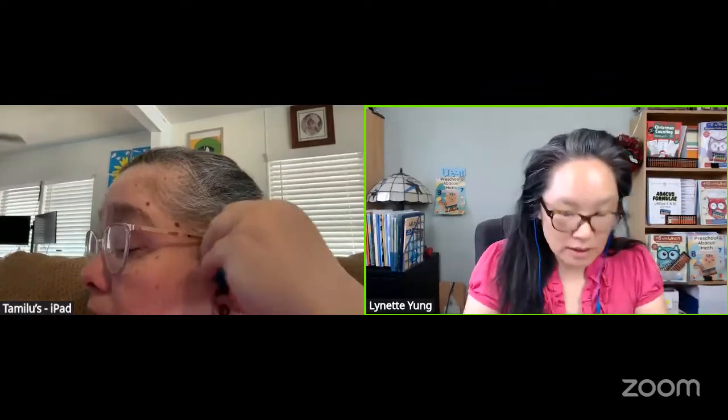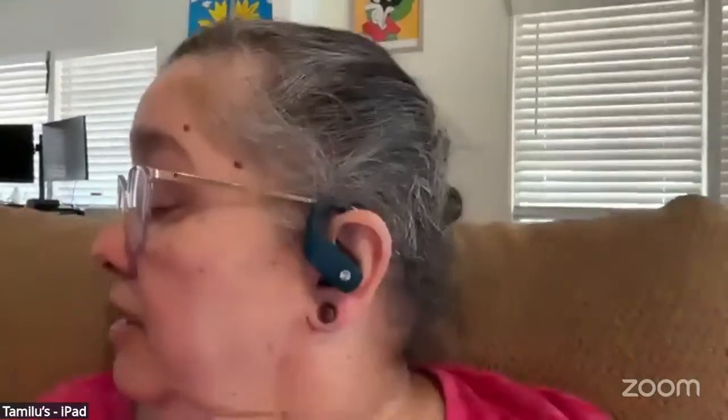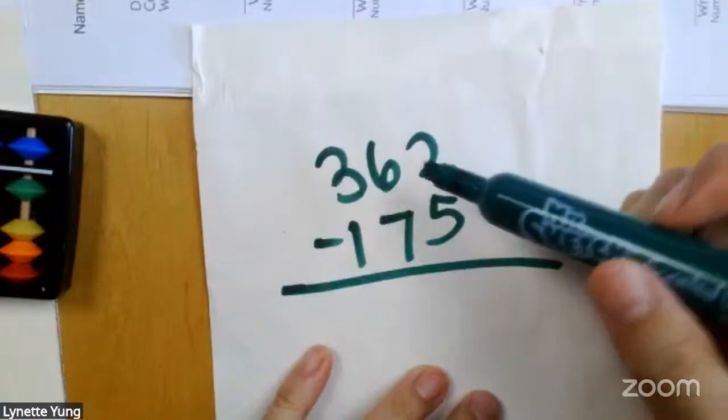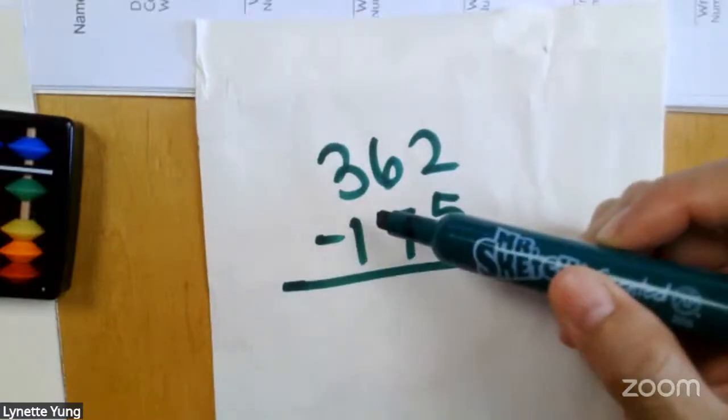And we were just talking about, I found this different strategy, and I was trying to explain how they were doing negatives. Do you remember that? So it was 362 minus 175. So the concept that I found was they were taking this number and doing a minus.